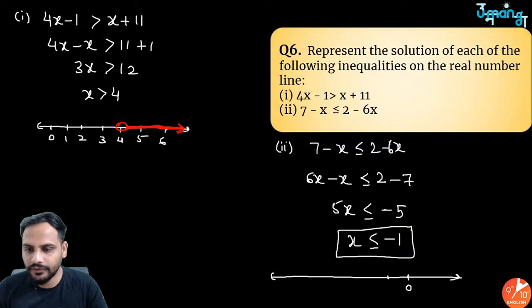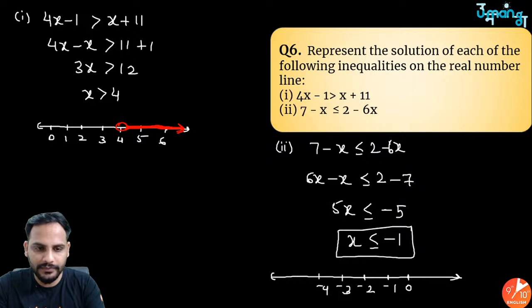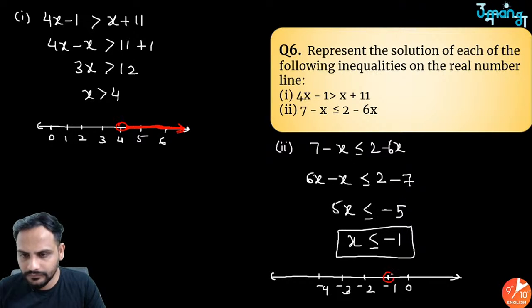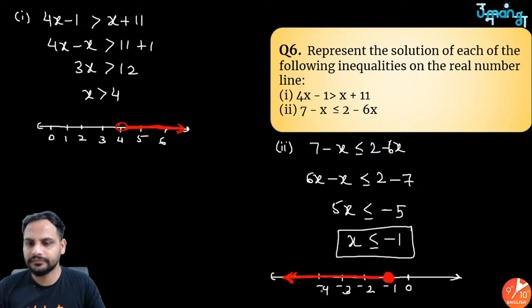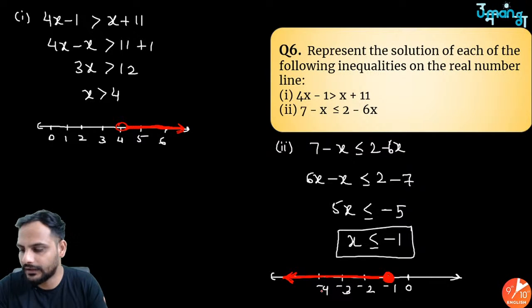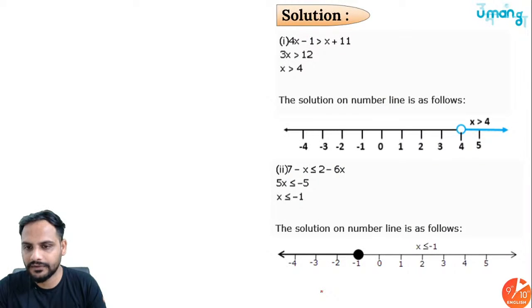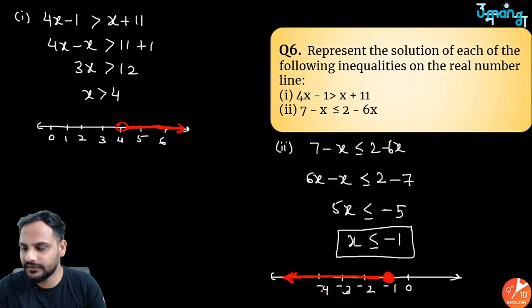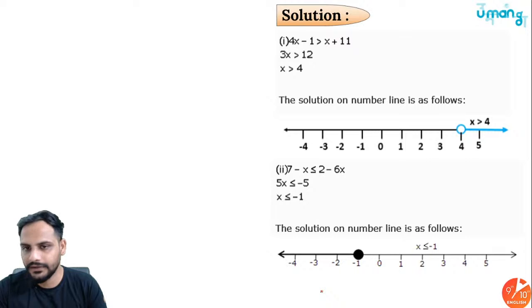So suppose it is 0, minus 1, minus 2, minus 3, minus 4 and so on. So you will be getting minus 1 included and all the values less than minus 1. Got it? This is how you will get your answer. Okay, simple questions, very easily you can solve it. Just remember, multiplying or dividing by a negative number will make you change the sign. Got it? Okay, chalo.